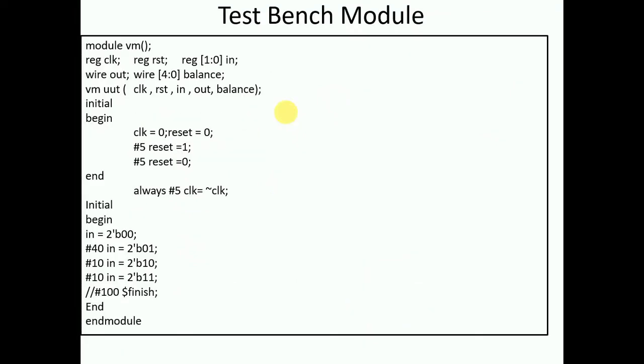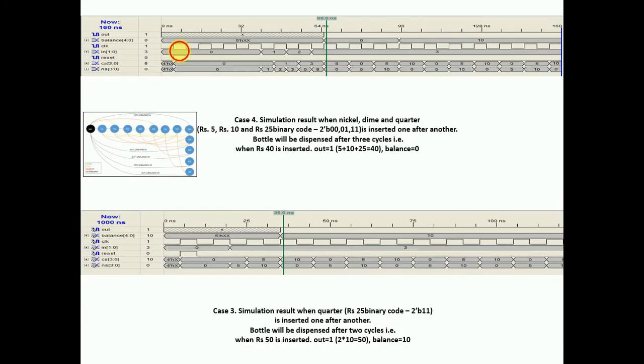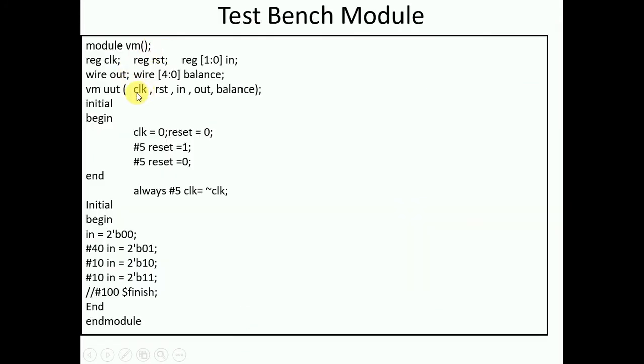And now to write the test bench, it's very simple. Whatever the module name is, you write it as VM, and then you don't pass any parameters inside the bracket because it is just a test bench. Then whatever you have defined as inputs, you will now define as registers, and whatever outputs you have defined, you will now define as wires. Then you write the module name VM UUT. UUT is unit under test, or in place you can write circuit under test, and you pass the exact parameters that you have included in the name, that is clock, reset, in, out and balance.